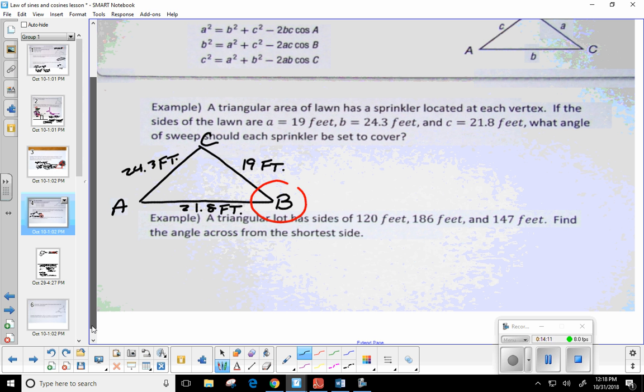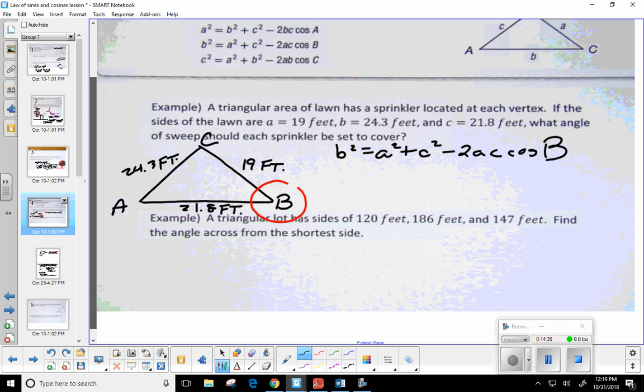So let's say I want to set up an equation based off what I have here. Since I'm trying to find angle B, what side am I going to start with? Let's start with B, right? So I'm going to copy this formula down here. B squared equals A squared plus C squared minus 2AC times the cosine of B.